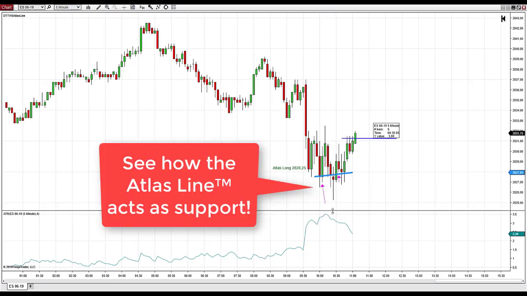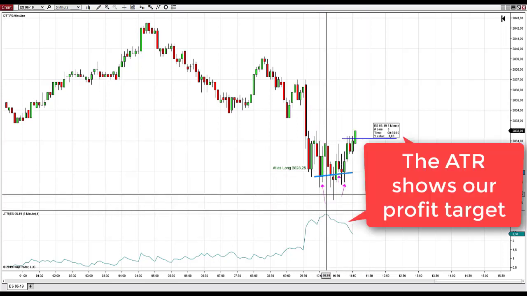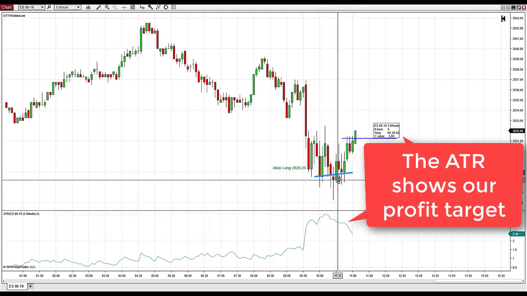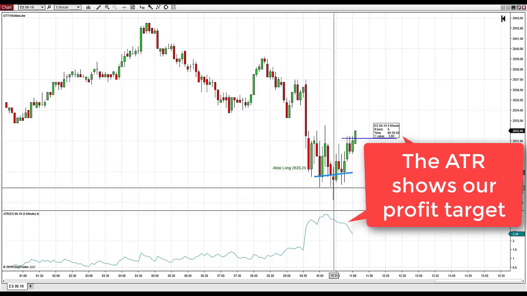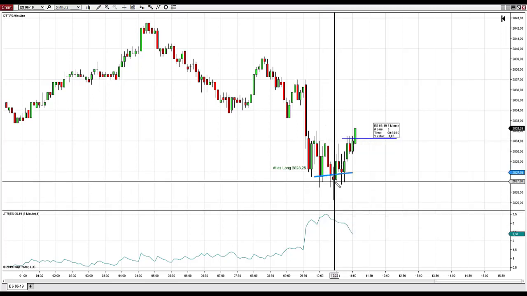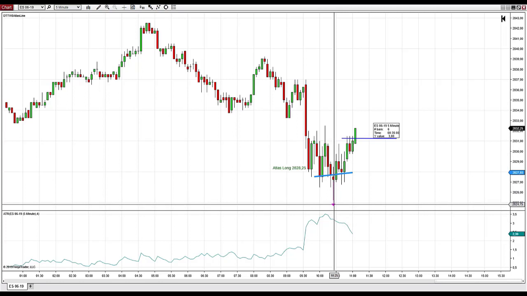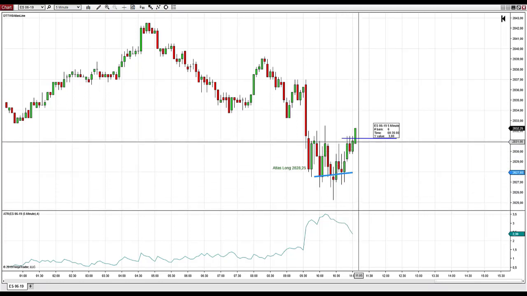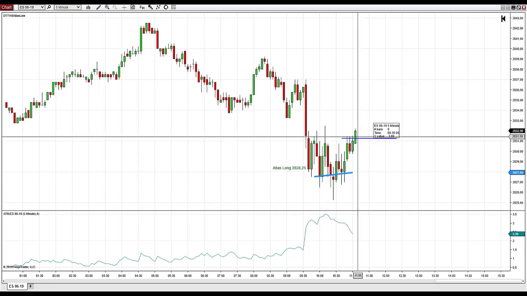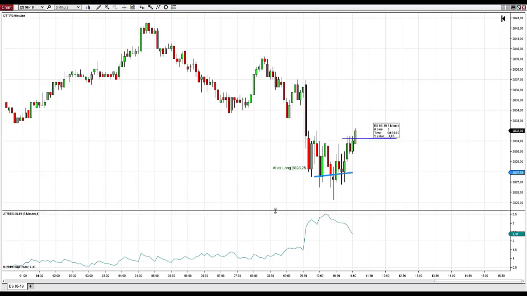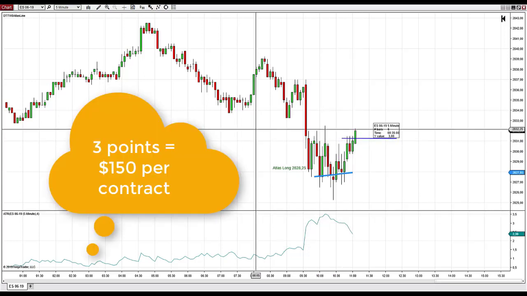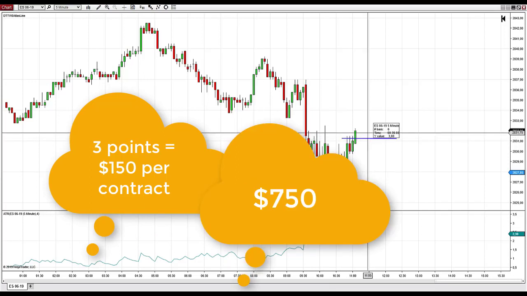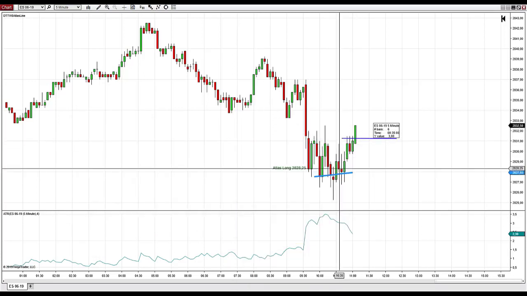Then we would refer to the ATR, the average true range, to find the profit target. We simply take profit at 1 times the ATR value according to the simple Atlas line trading strategy rules. And in this case, the profit target was 3 points. 1 point means $50 per contract traded, so in total $150. If you trade 5 contracts, for example, that would be $750.